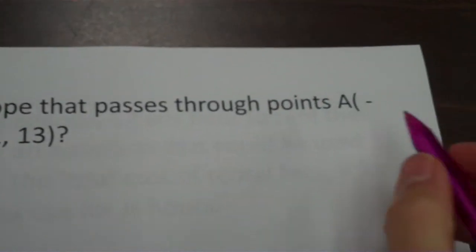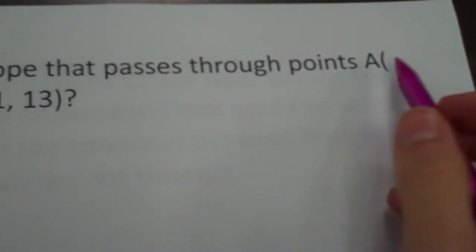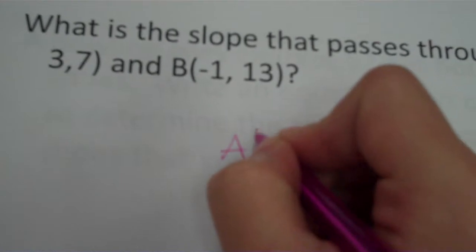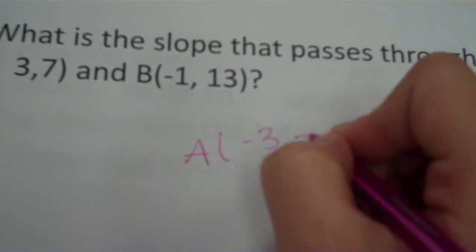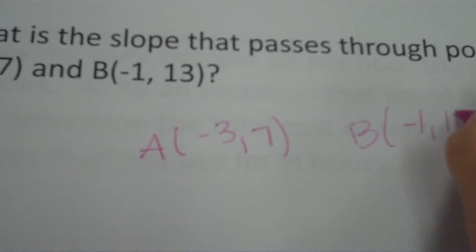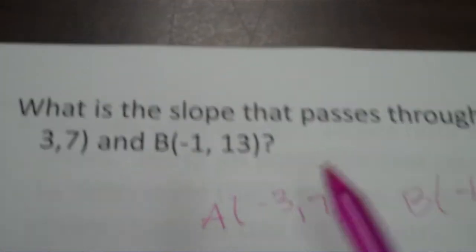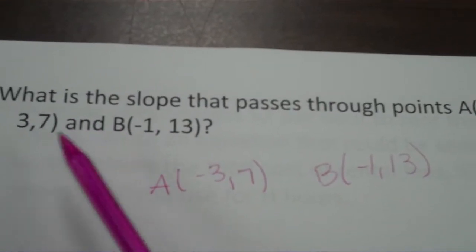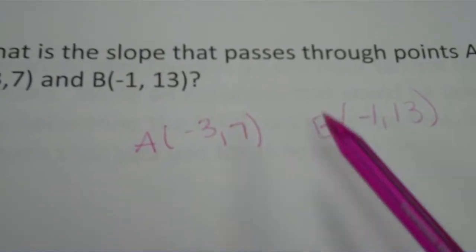What is the slope that passes through... Hang on. I'm going to rewrite that so you can actually see. A is negative 3, 7, and B is negative 1, 13. Okay? So make sure you write that down. Pause if you need to. What is the slope that passes through these 2 points?